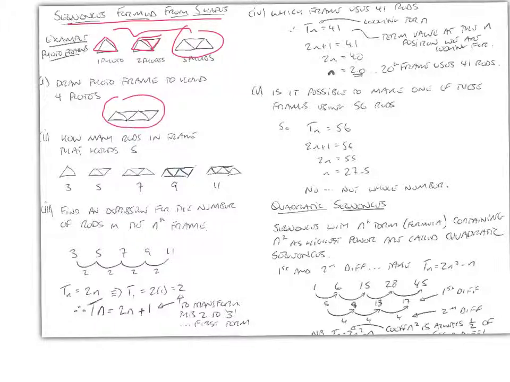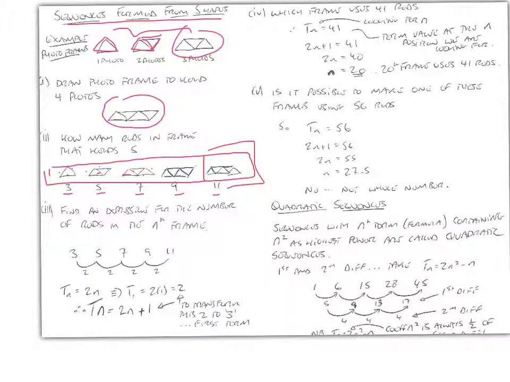Okay, and then we're asked how many rods would be needed to create a frame that holds 5. Well, the best thing to do is to draw your pattern out and count the rods: 1, 2, 3; 1, 2, 3, 4, 5; 1, 2, 3, 4, 5, 6, 7, 9, 11. Okay, so you can just say the fifth one needs 11 rods.